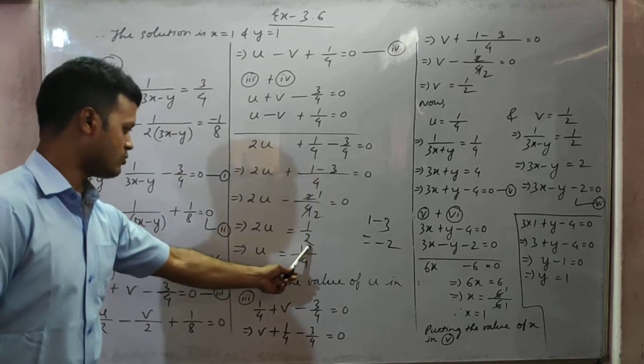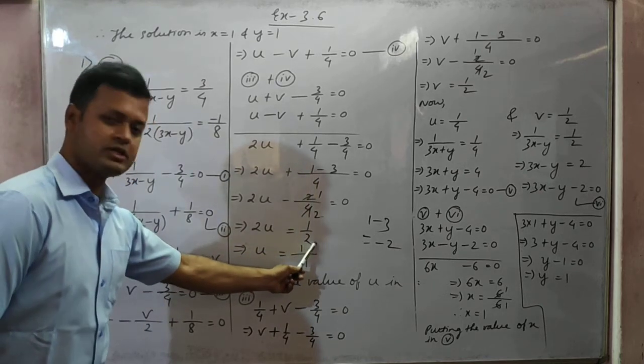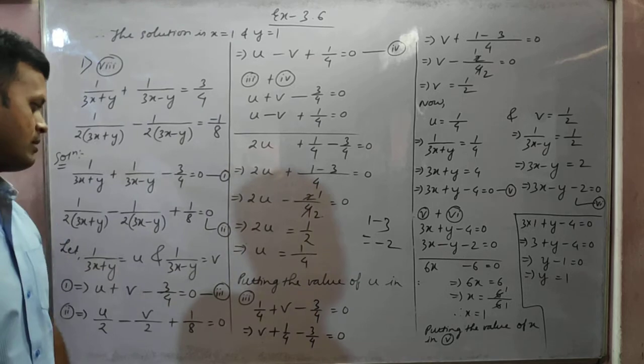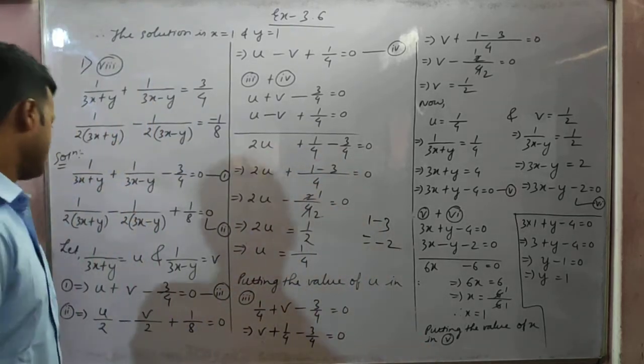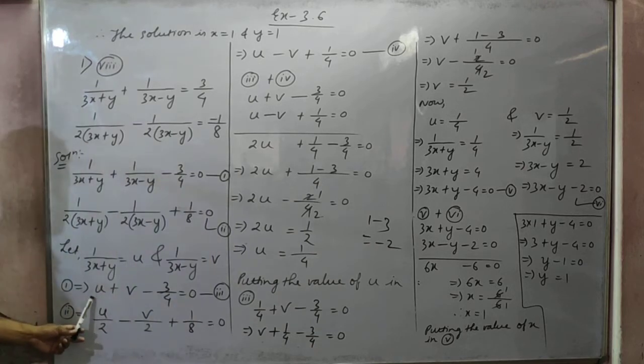So this 2 is here, no, below. This 2 will become multiplied with this 2. So 2 into 2 it will become 1 by 4. So u's value is 1 by 4. Putting the value of u in equation 3. In equation 3 you just put the value of u.